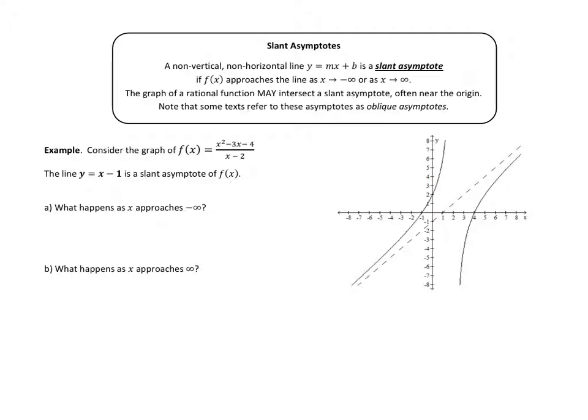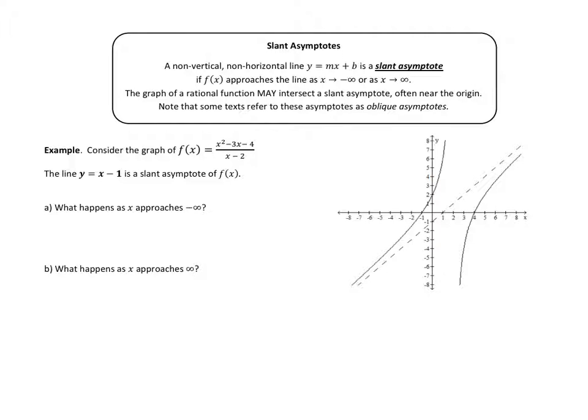Of course, it is a slanted line, and it tells us what happens with the function as x is getting really, really small. So as x is approaching negative infinity, and also what happens as x is approaching positive infinity. It's basically telling us the end behavior of this rational function.